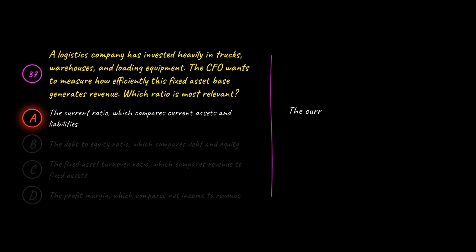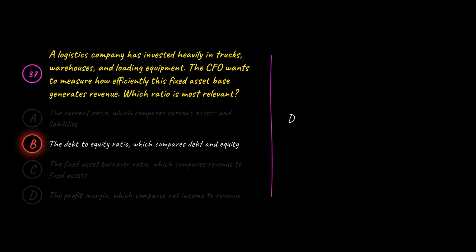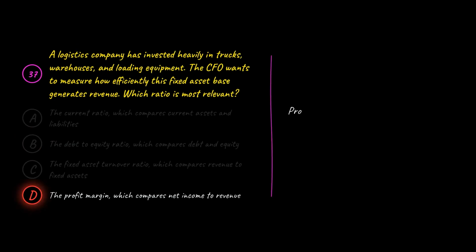A is wrong because the current ratio measures short-term liquidity using current assets and liabilities, not fixed asset efficiency. B is wrong because debt to equity measures leverage and does not measure asset efficiency. D is wrong because profit margin measures earnings per dollar of revenue and does not measure fixed asset efficiency.